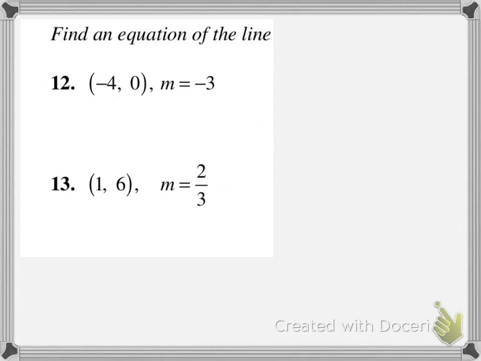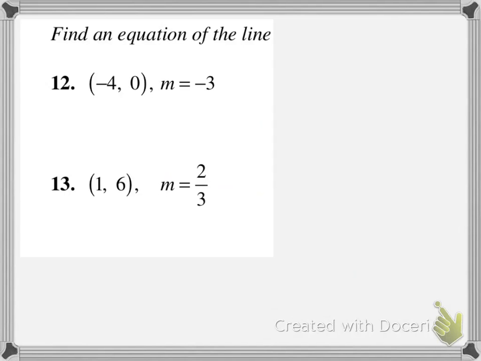Now, find an equation of the line. They give us the slope, but (negative 4, 0) is not the y-intercept. So I can't jump straight to an equation because all I have is the slope. I only have one piece of information that I can plug into this slope-intercept form. That doesn't mean I can't solve this. I need b. I don't have b.